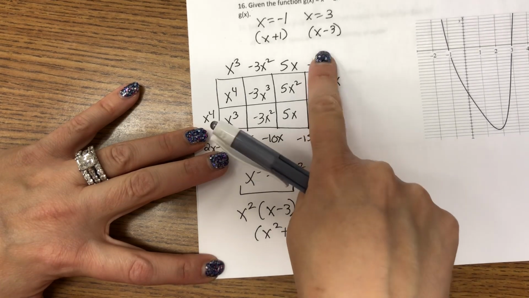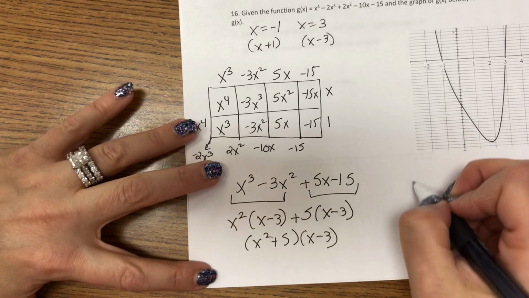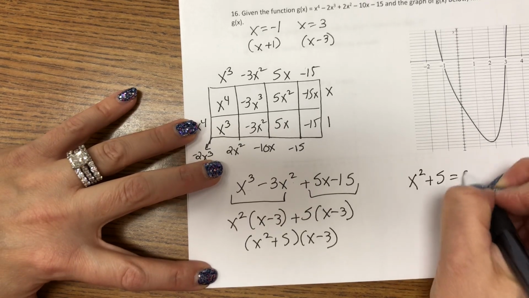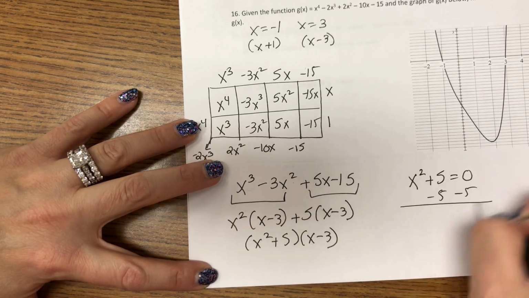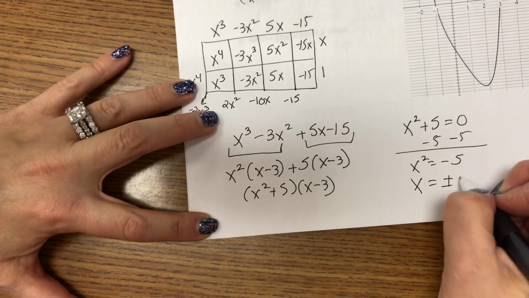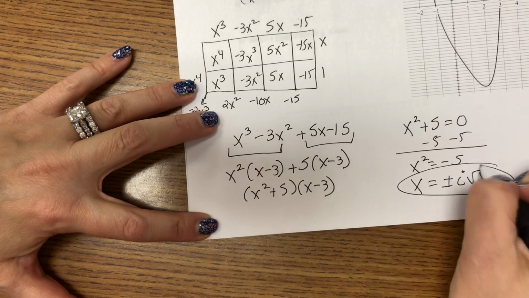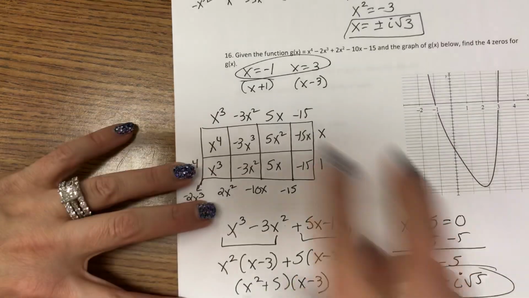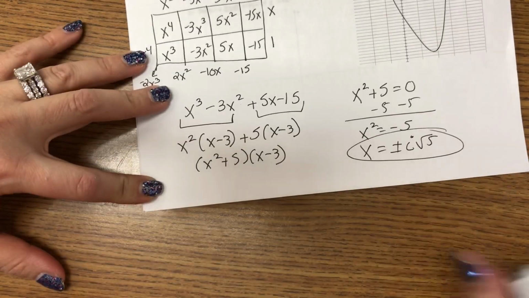There's the original solution. So now I'm going to solve this one. Plus or minus i root 5 are the other 2 solutions. So I have these 2 real solutions and these 2 complex solutions.